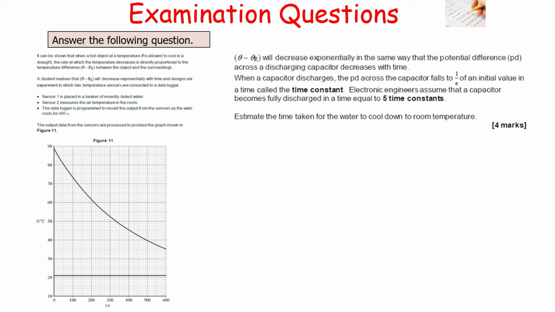Sensor 1 is placed in a beaker of recently boiled water. Sensor 2 measures the air temperature in the room. The data logger is programmed to record the output from the sensors as the water cools for 600 seconds. The output data from the sensor is processed to produce the graph as shown in figure 11.